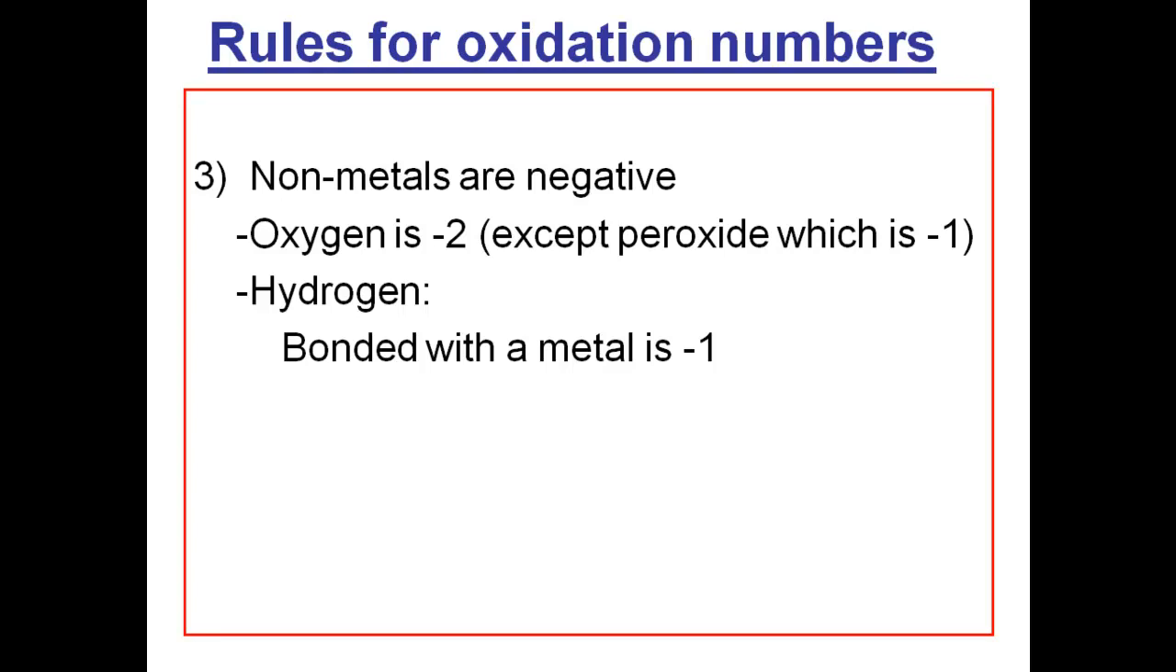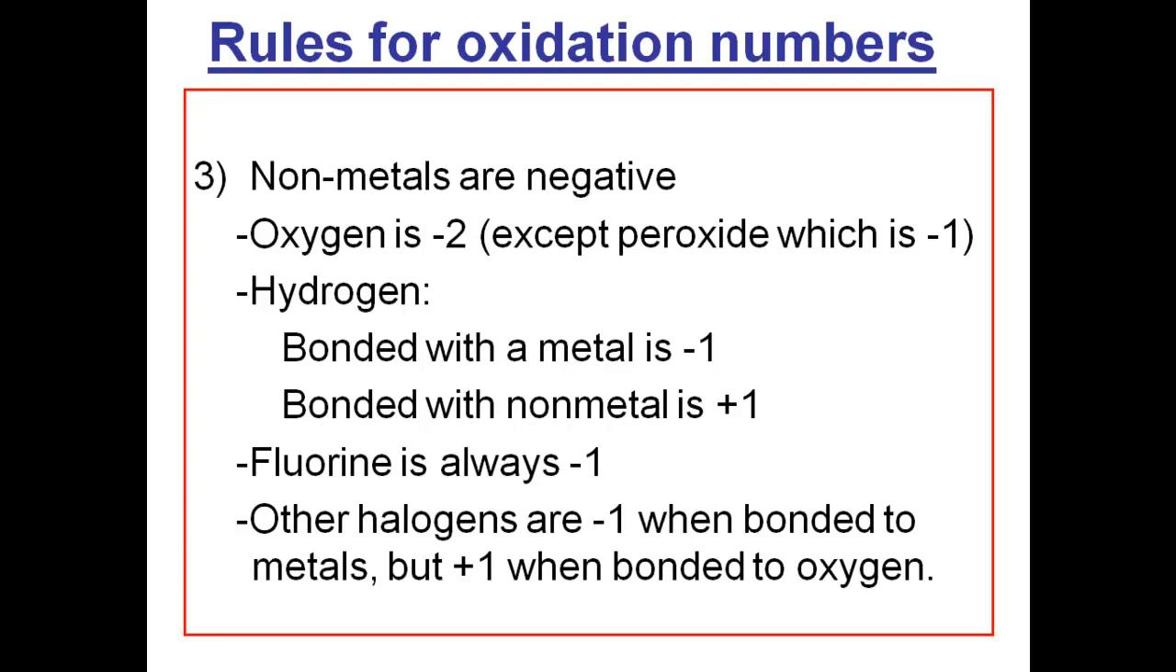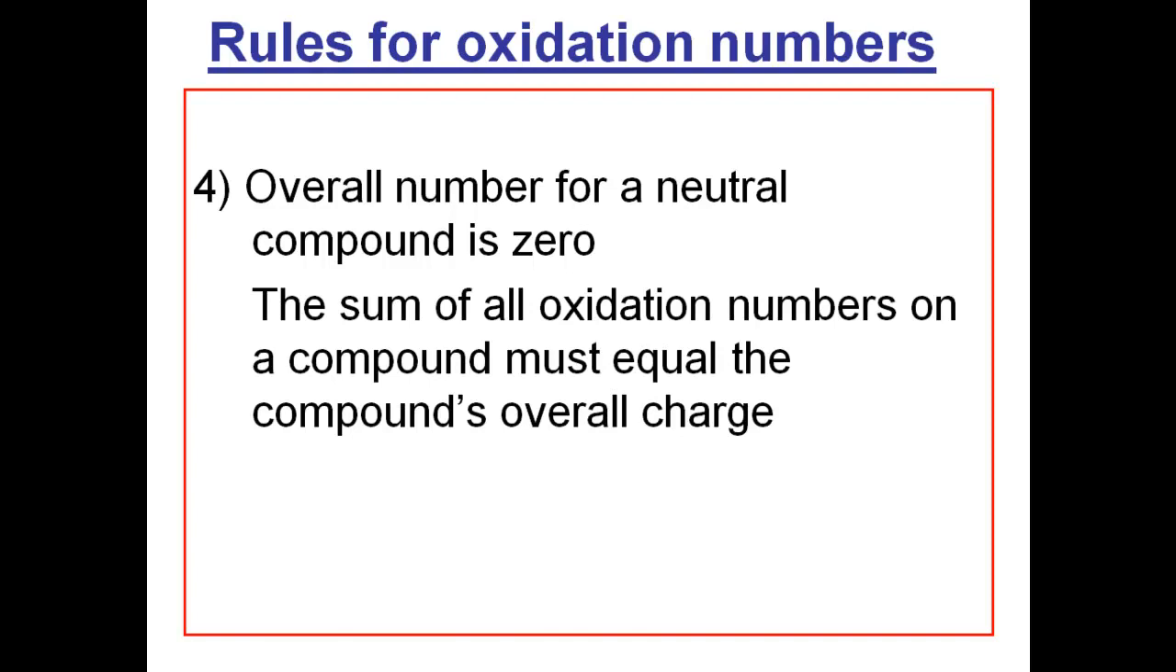Hydrogen's a little bit different. If hydrogen's bonded to a metal, it will be a -1 oxidation number, but if it's bonded to a nonmetal, then it's a +1. Fluorine is always -1. The other halogens are -1 when bonded to metals, but they will be a +1 when bonded to oxygen. The overall number for a neutral compound will be 0. So the sum of all the oxidation numbers in a compound must equal the compound's overall charge.